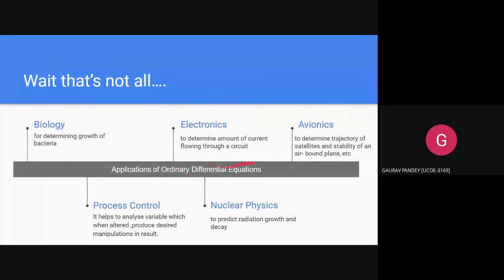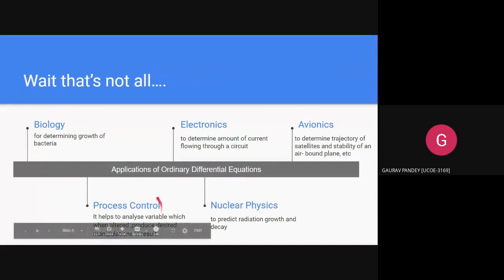Electronics. The Laplace transformation actually gained its popularity from its use in analyzing electric circuits, due to Oliver Heaviside, an electrical engineer. By using Laplace transformation, we can analyze an electrical circuit to discover its current, its maximum capacity, and figure out if anything is wrong with the circuit. Avionics. Avionics are the electronic systems used in aircraft, artificial satellites, and spacecraft. It is used to determine the trajectory of a satellite and the stability of an airborne plane, etc. Avionics systems include communication, navigation, and display and management of multiple systems.